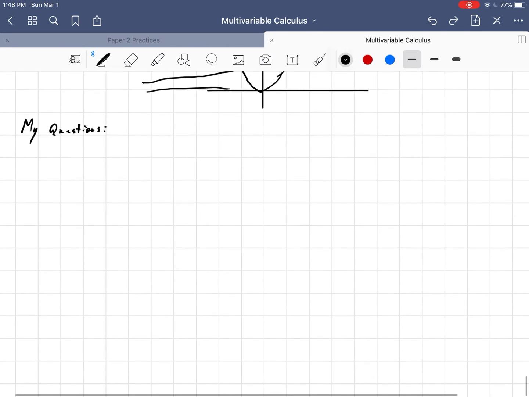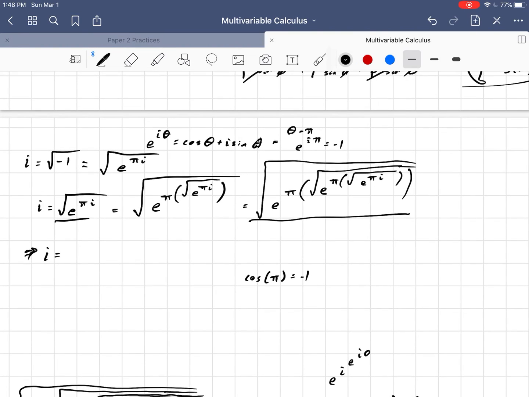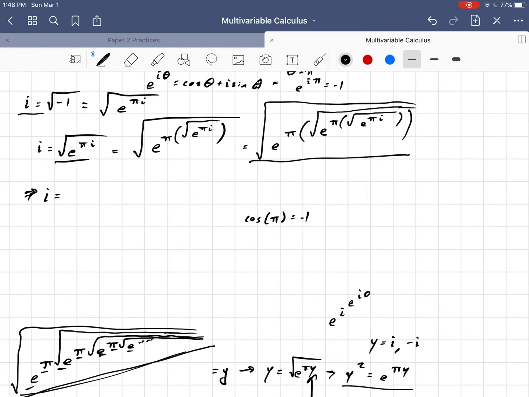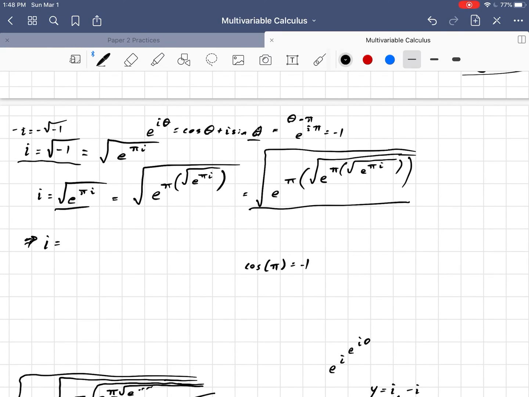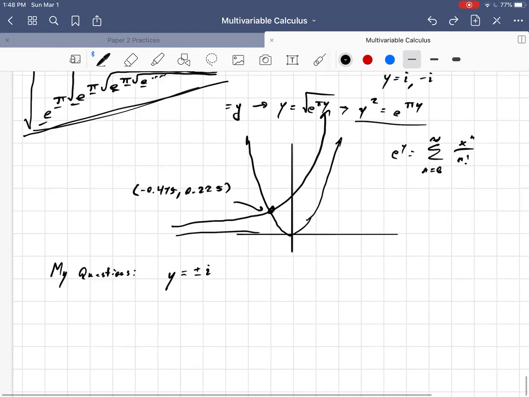And then my second question is, for the imaginary roots, why is it y equals plus or minus i? I only made this based on the definition of i being the positive version, and negative i is negative square root of negative 1. Maybe it's because whether I plug in pi or negative pi, this is going to give me a 0, and this is even, so either way it's going to give me the same answer.